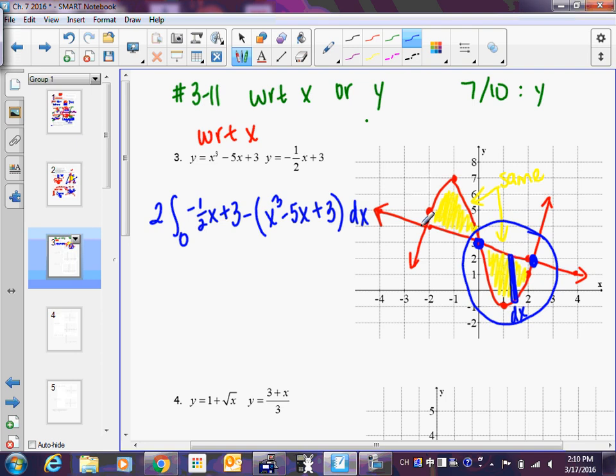If I had picked this other one, I would get the same result in the end, and I would do the cubic minus the line, but my bounds would be a little bit different. So it would all work out in the end.